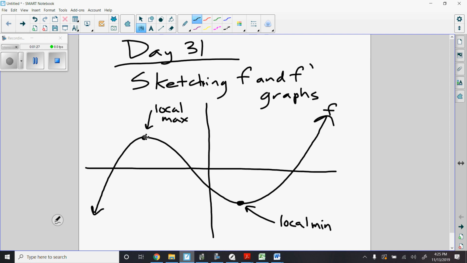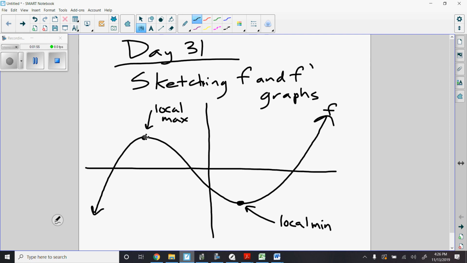I don't see any other local maxes or local mins. I don't see any other places where f prime would have a slope of 0. Right? Those are my critical points of f. So when I go to make an f prime graph, I know that local maxes on f are when f prime switches from plus to minus. A local min is when f prime switches from minus to plus. Those are things we've worked on recently.